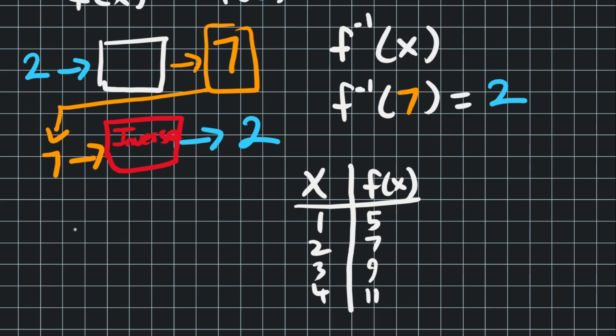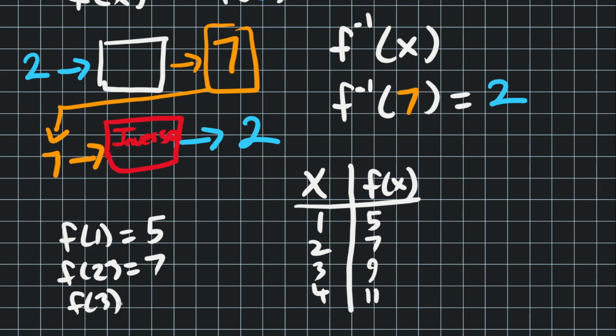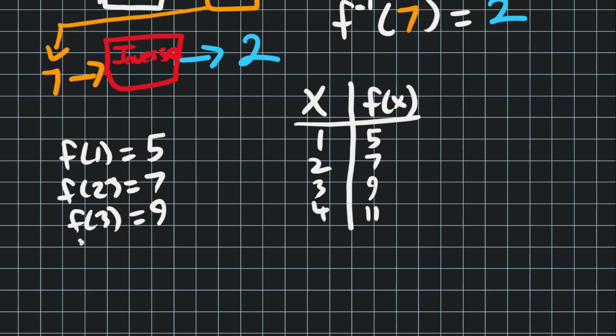So how you read this is f of 1 equals 5, because according to this table, f of 1 is 5. And then you can read every other one. F of 2 is 7, f of 3 is 9, and f of 4 is 11. So to write it down, f of 1 is 5, f of 2 is 7, f of 3 is 9, and f of 4 is 11.